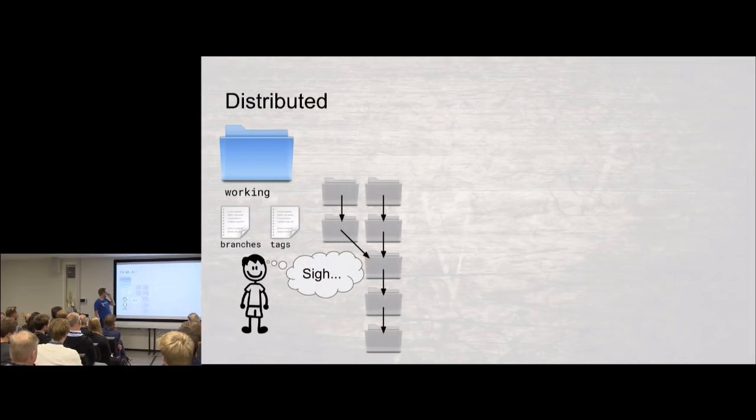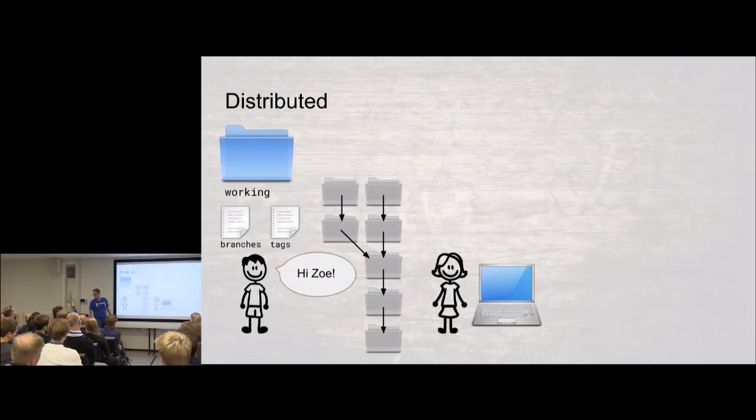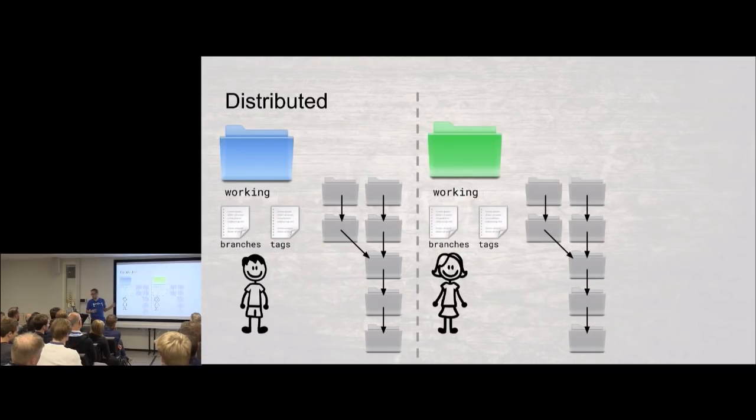Now, working on your own gets pretty lonely. Wouldn't it be nice if you could invite a friend to work on your product with you? You're in luck. Your friend Zoe has a computer set up just like you, and she wants to help with the project. So you start by telling her all about your great version control system, and you send her a copy of all your snapshots and your branches and your tags, so she can enjoy the same benefits of the whole code history. And then obviously she has her own working directory where she does her work.